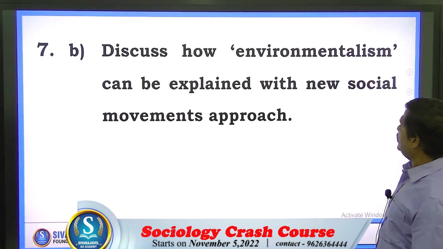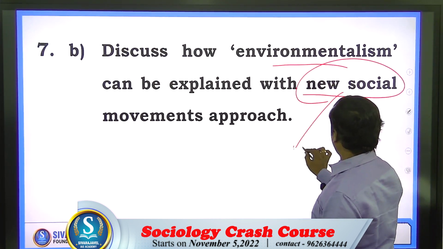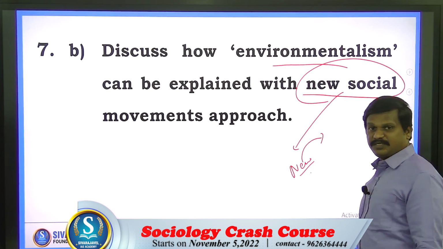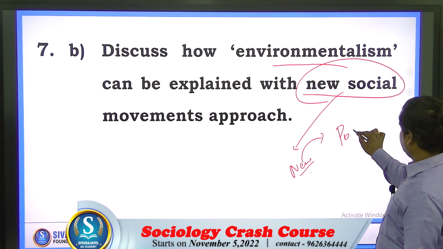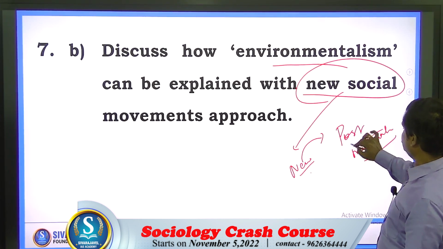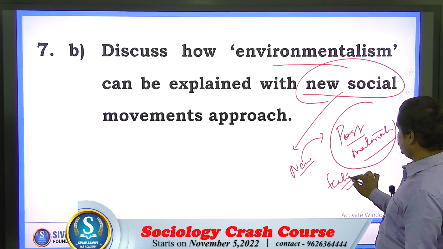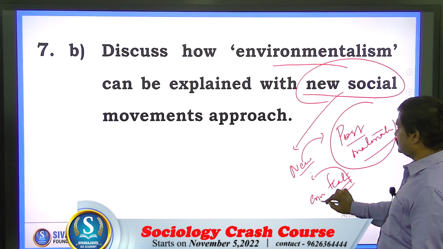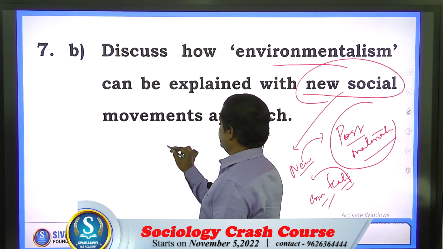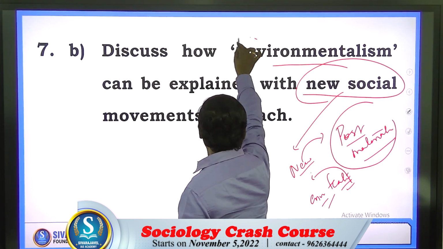Then 7b, environmentalism is a new social movement. What is new social movement? It is not speaking about materialism, it is post-materialism. New social movement is post-materialism. Write about the features of new social movement using environment as a movement. So, what are the environmental movements which happened in India? We can have a note on environmentalism in India.